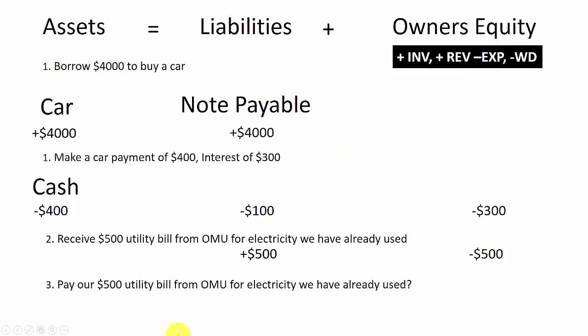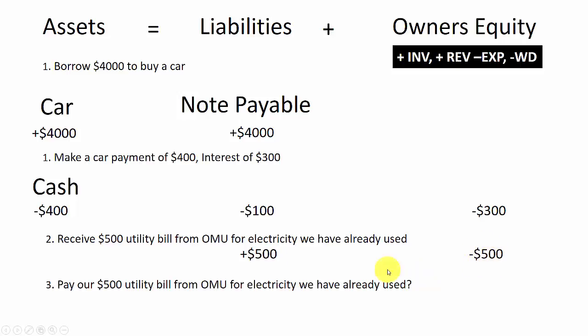Okay, let's take a look at something else here. Let's say we receive in the mail a $500 utility bill from OMU for electricity that we've already used. We've already used this electricity last month sometime. When we get the bill, we've got to pay for it. So when we get the bill, the first thing we're supposed to do before we pay for it, in the accounting class and really in the real world too, in a business situation, is we record this $500 bill as a liability. And notice it's a liability right here, and over here it's also an expense.